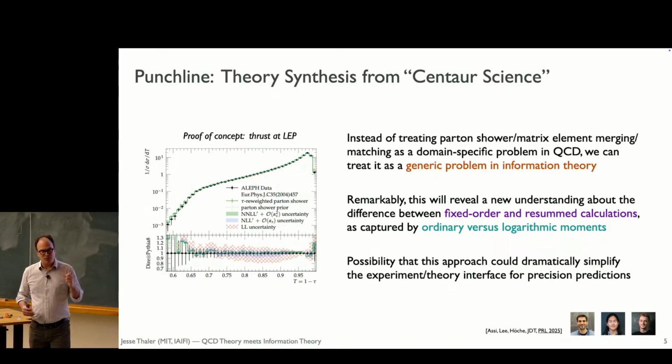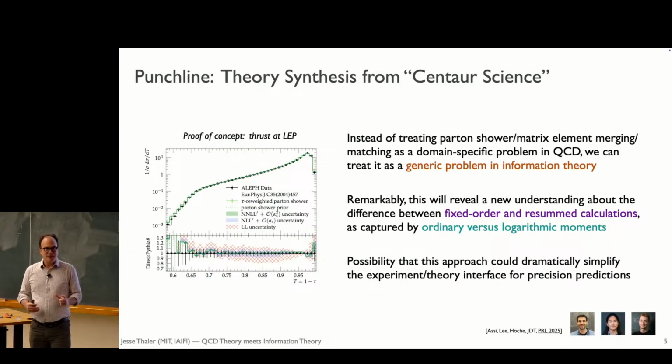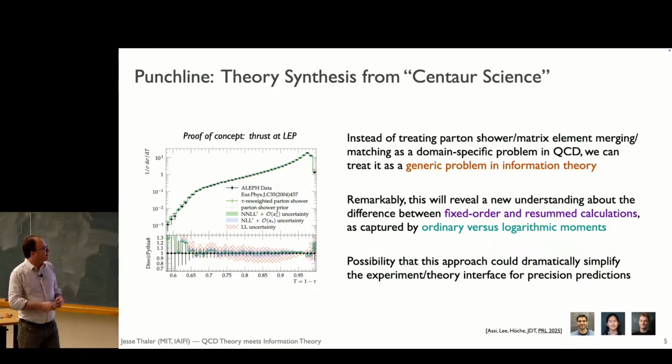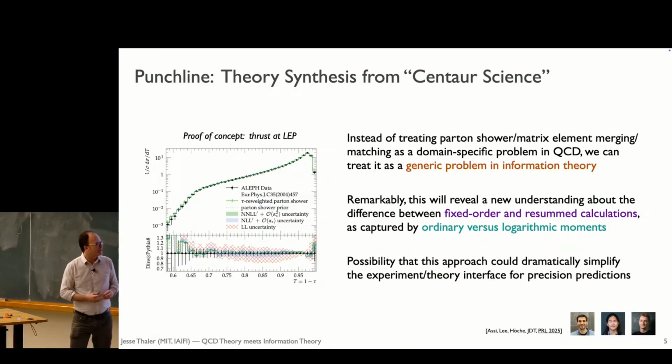And this will be surprising to the people who work in QCD theory, because I'm going to show you a calculation that you're not supposed to be able to do, but we'll just have to do it because the machine told us to. And then once you realize that you have to do it, you do it, and the structure turns out to be interesting. And then there's probably not very many experimentalists in this audience, but this approach could dramatically simplify the experiment-theory interface for precision predictions. And you can ask me about that offline if you're interested.